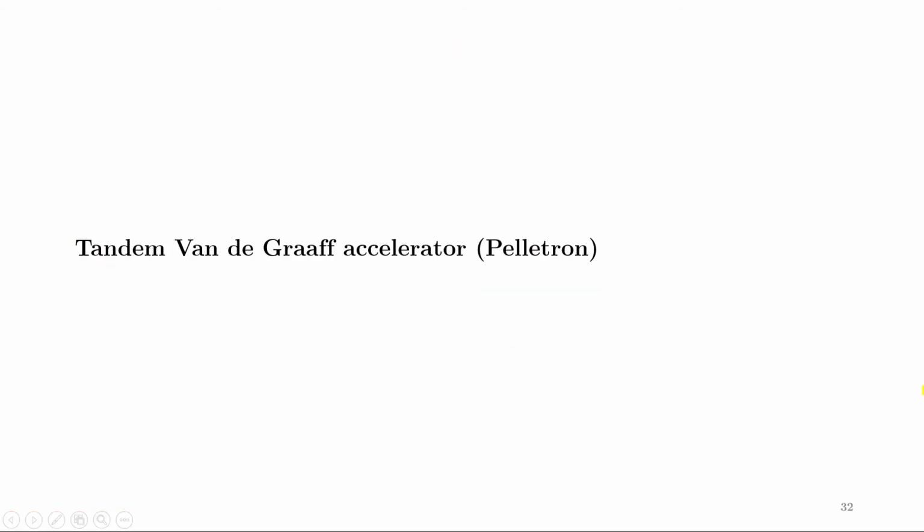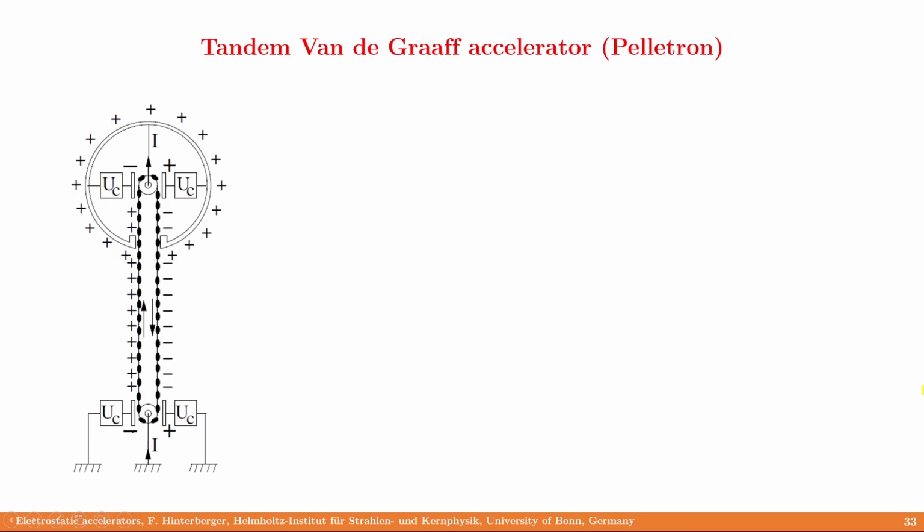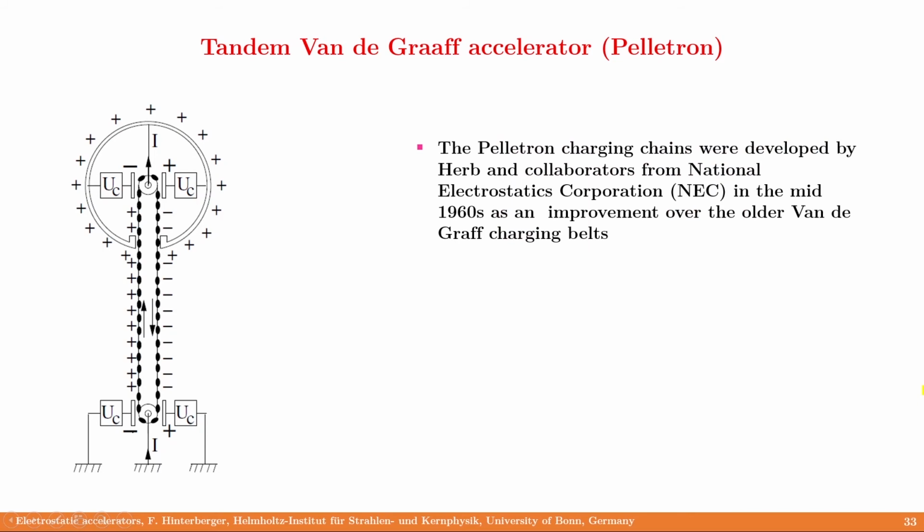A modification of the Van de Graaff accelerator is the tandem Van de Graaff accelerator, which is again known as a pelletron. So this figure shows a schematic of the pelletron. The main difference between the pelletron and the Van de Graaff accelerator that we have discussed just now is in the belt that is being employed.